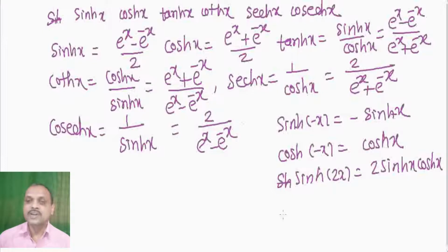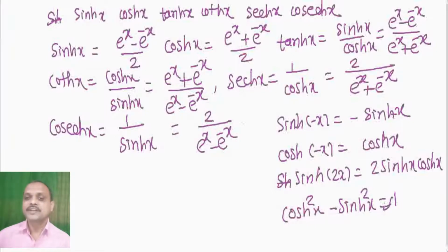Okay, we have a very important identity for this function. Cosh square x minus sinh square x equal to 1. We are familiar with the identity of trigonometric functions, cos square theta plus sin square theta equal to 1. But here we have a slight difference between the trigonometric and hyperbolic functions. The identity changes to: cosh square x minus sinh square x equal to 1.